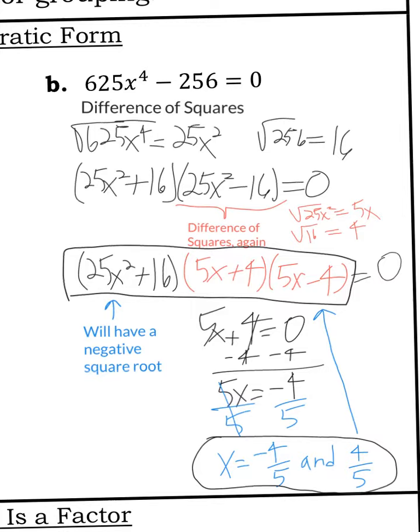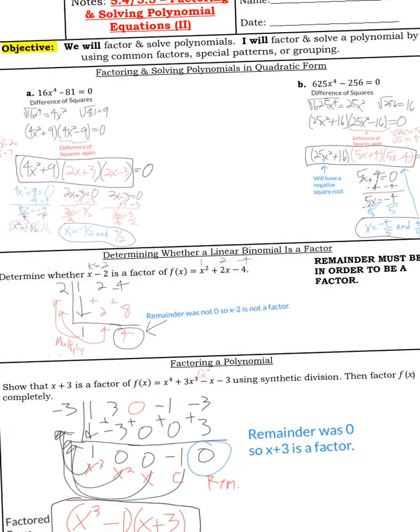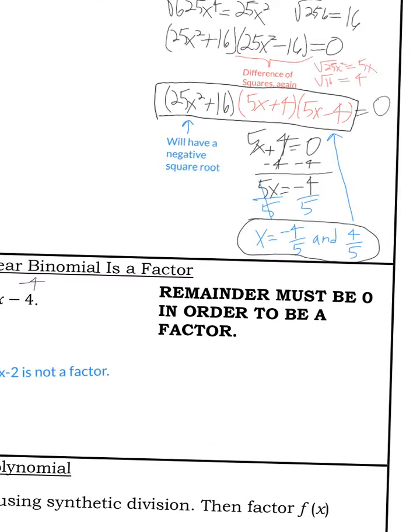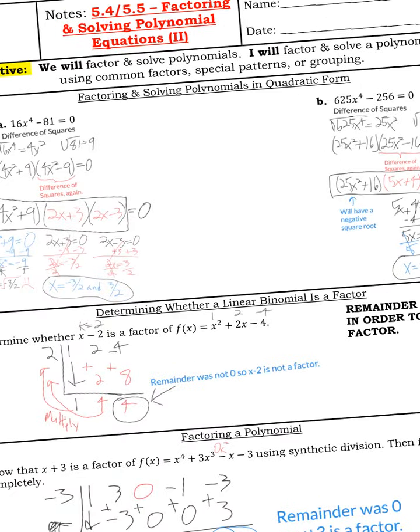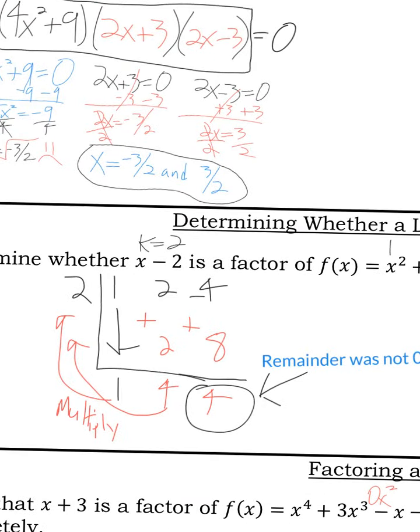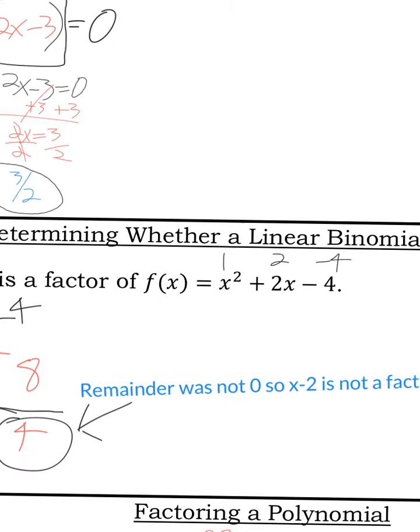All right, so the next section is determining whether a linear binomial is a factor. And so we're going to use synthetic division, and the remainder must be a 0 in order for something to be considered a true factor, okay? So remember synthetic division, you just write the coefficients of your equation as long as it's counting down. The degrees are going down perfectly. It's going degree 2, degree 1, degree 0. So you don't have to add any zeros for a placeholder on this one.